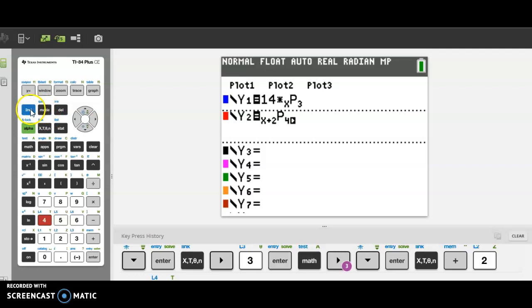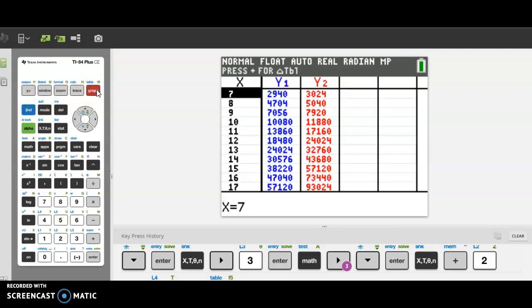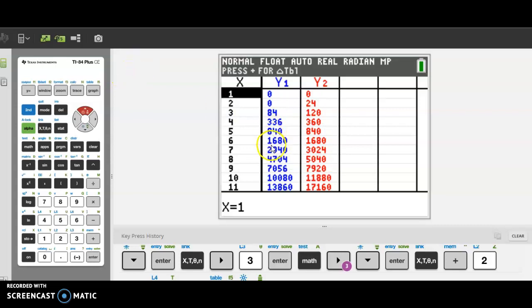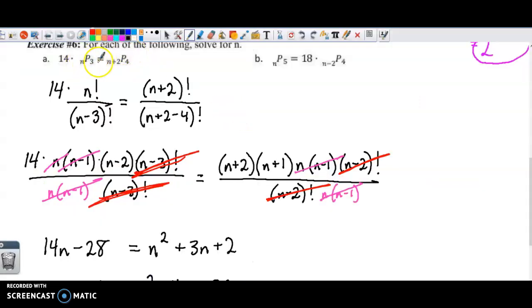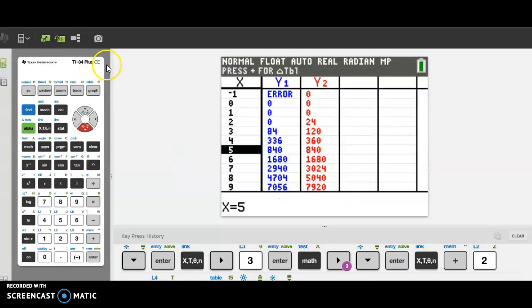And instead of going to the graph, I'm going to go to the table by hitting second graph. And what I'm looking for is when they are equal to each other. And for some reason, it's giving me that they are equal to each other at 0 and 1, which I was not ready for. The reason why 0 and 1 should not work is because the first number needs to be bigger or equal to the second number. So I'm not sure why they're telling me that 0 and 1 are equal to each other.